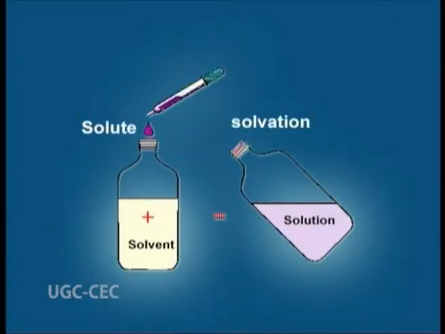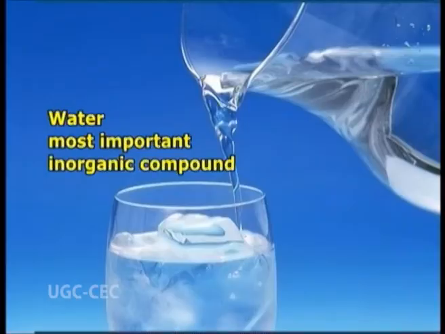In a solution, a substance called the solvent dissolves another substance called the solute. Usually there is more solvent than solute in a solution. For example, your sweat is a dilute solution of water, which is the solvent, plus small amounts of salts, the solutes. Water is the most important and abundant inorganic compound in all living systems. Nearly all the body's chemical reactions occur in a watery medium.